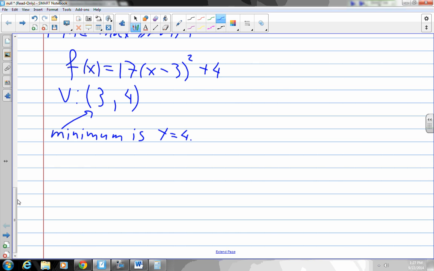Okay? If this was a function representing the cost of producing chairs, and I would ask you, at what point do you minimize the cost? You will say, well, when I make 3 chairs, then the cost is 4, and that's as low as it can be. That's kind of like an application of that. Weird numbers, but that's the idea.